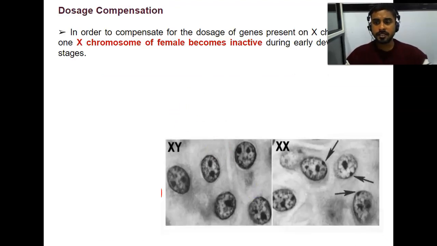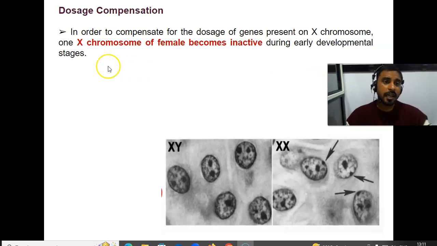What happens in dosage compensation: in order to compensate the doses of the genes present on the X chromosome, one of the X chromosomes in the female has to be inactivated. This inactivation takes place in early development, either at the morula stage or the blastocyst stage. Inactivation means they still have metabolic activity, but they do not take part in any kind of gene expression. Only the genes are not expressed.